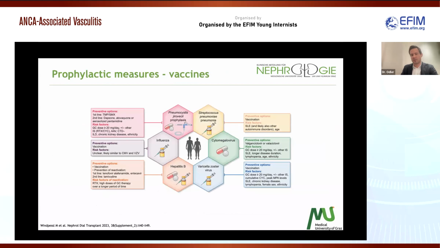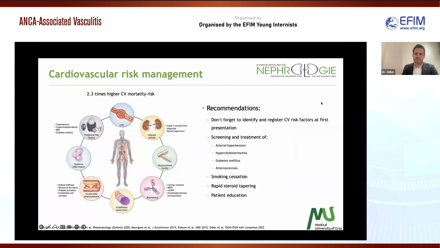If we are talking about prophylactic measures, then we should not only mention the prophylactic antibiotic treatment, but we also think about the vaccines as well. This is a quite important topic at the moment, especially after the COVID pandemic. And I think to discuss these options for your patients is quite important regarding influenza, hepatitis B, varicella zoster virus, or pneumonia vaccines.